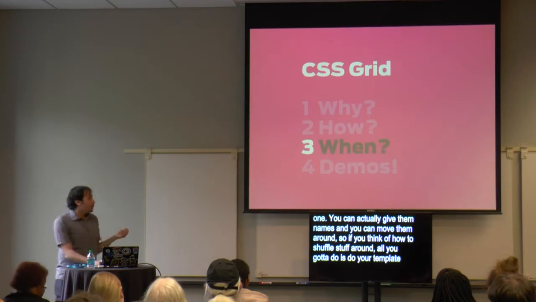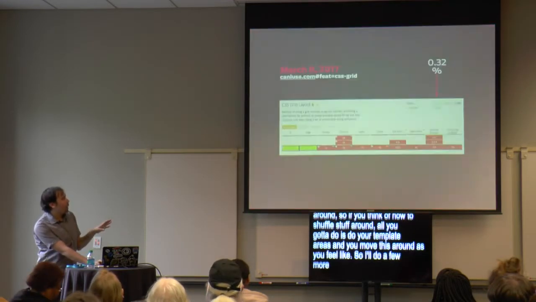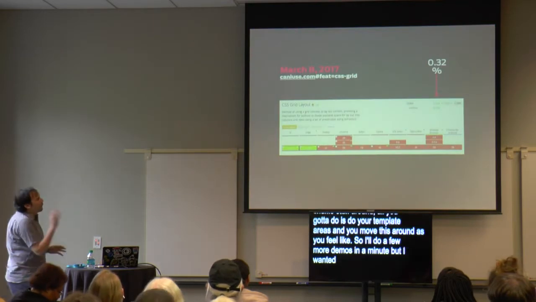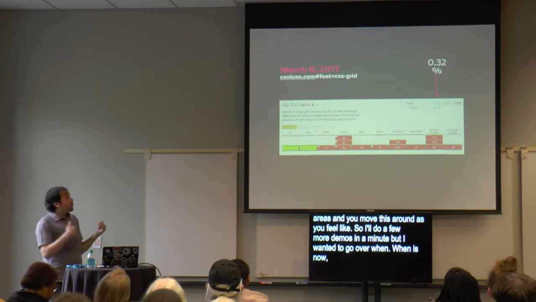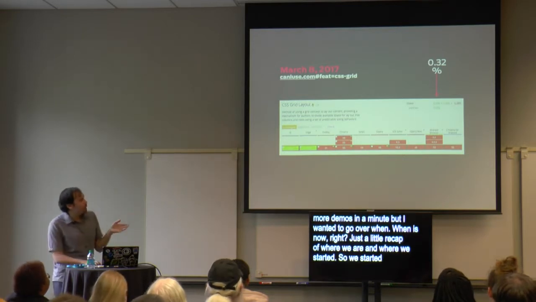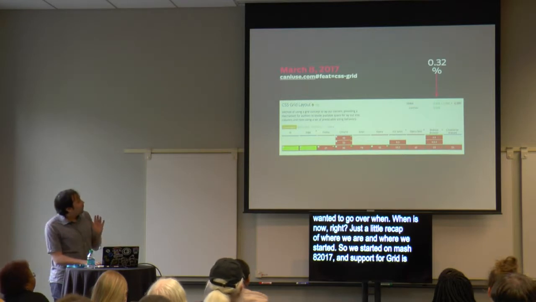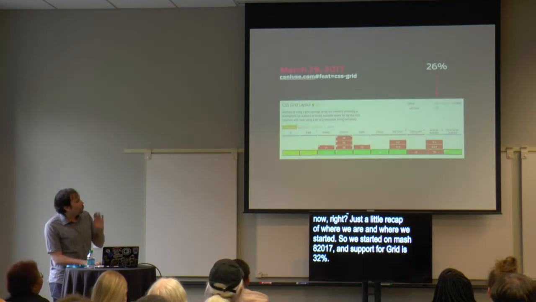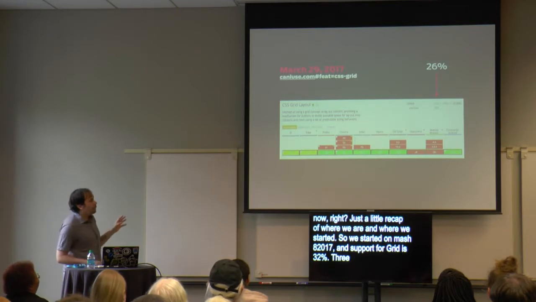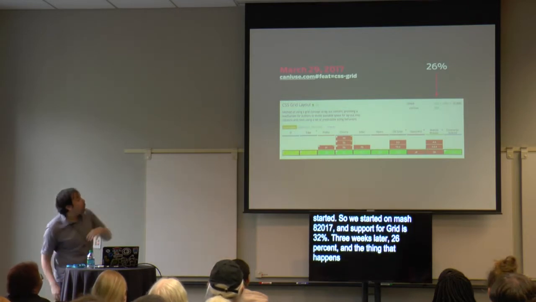All right, so I'll do a few more demos in a minute, but I just wanted to go over "when is now," right? Just a little recap of where we are and where we started. We started on March 8, 2017, and support for CSS Grid was at 0.32%. Not looking good. Three weeks later, boom, 26%. And the thing that happened is Firefox released it. Chrome, Safari, Opera, they all released Grid at once.